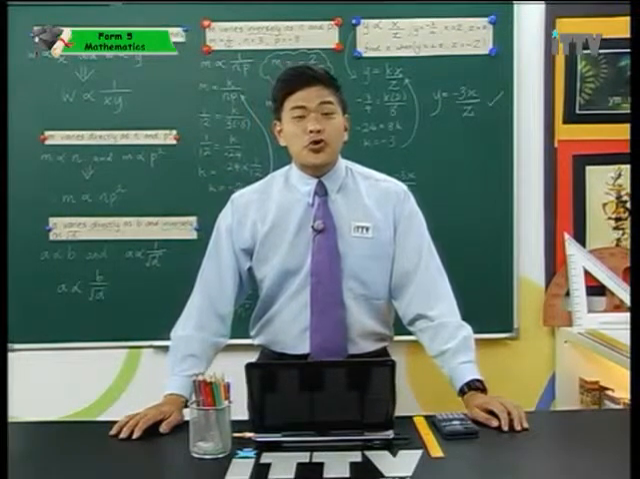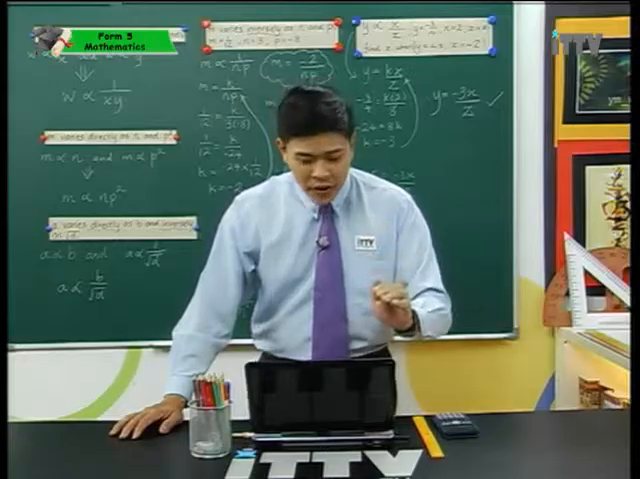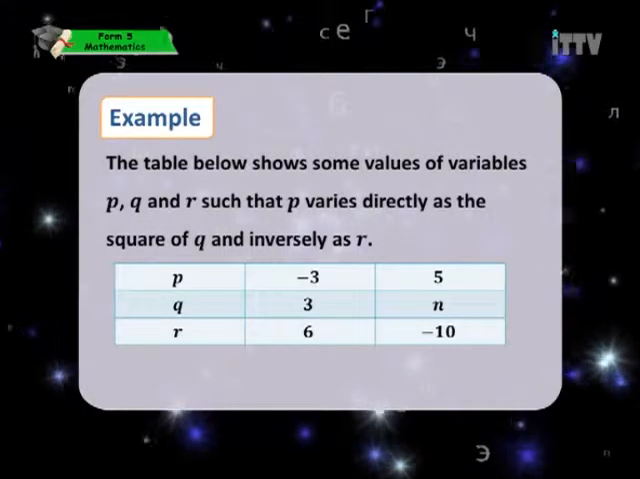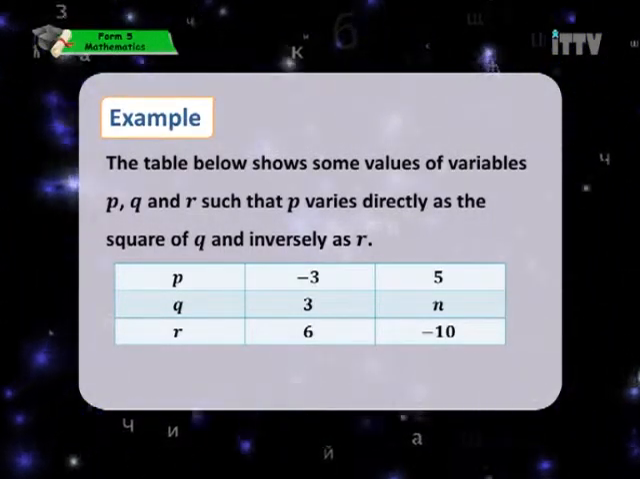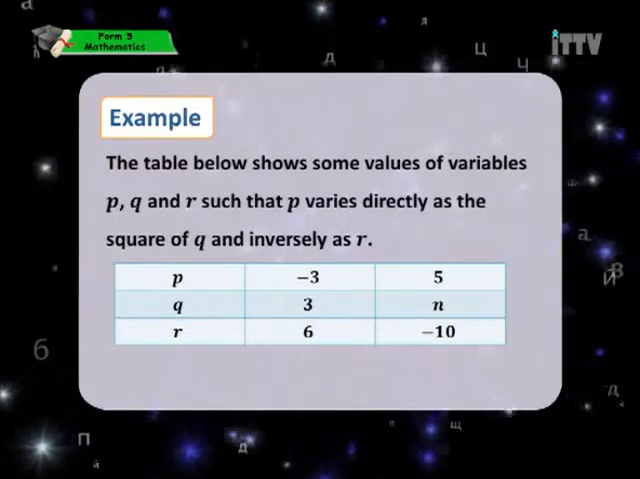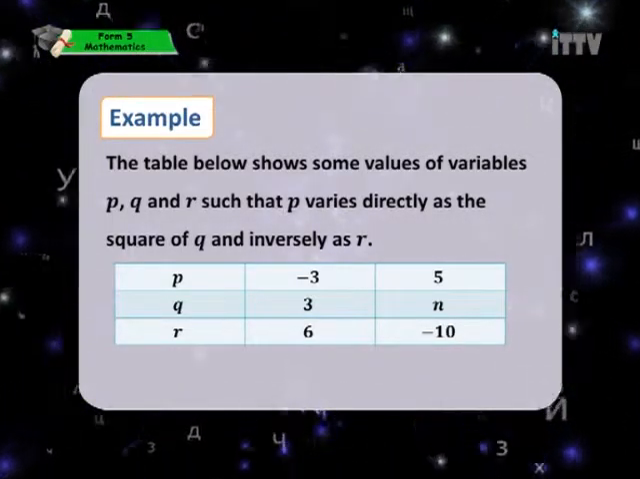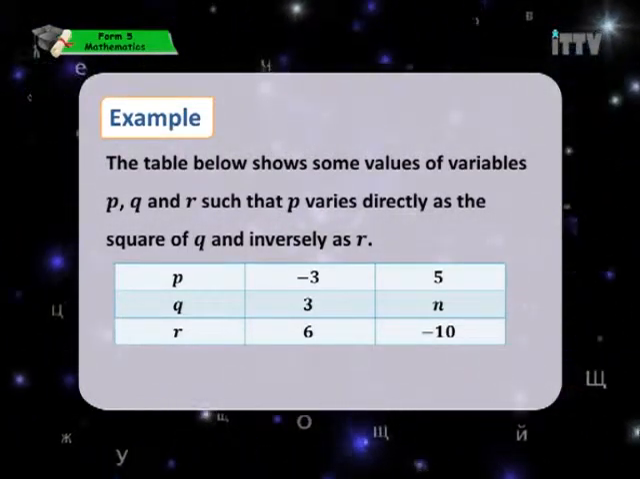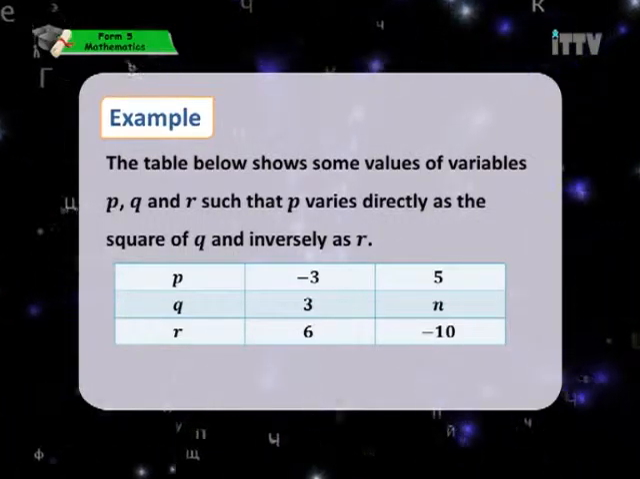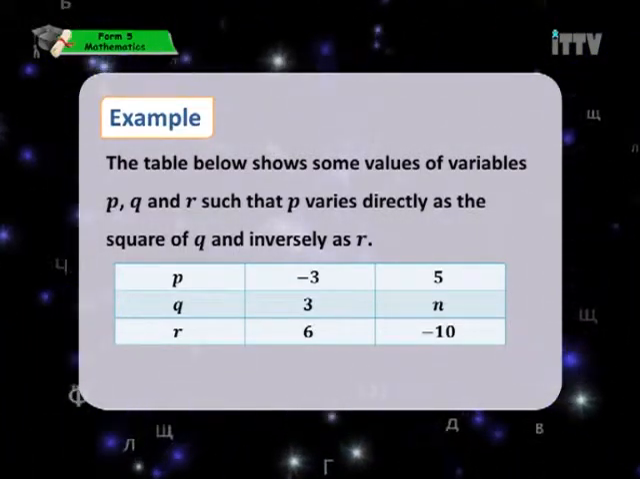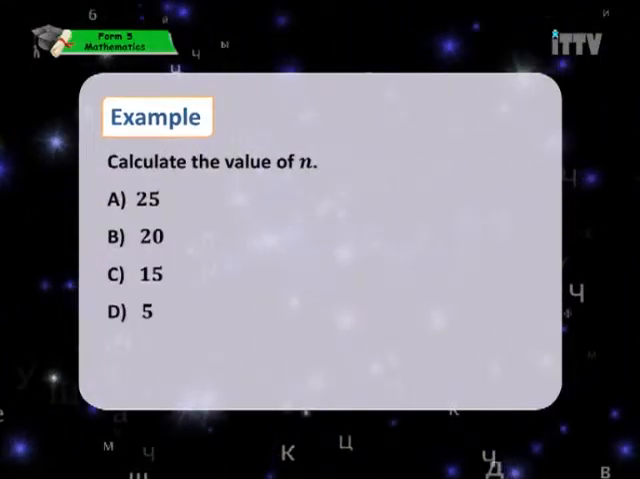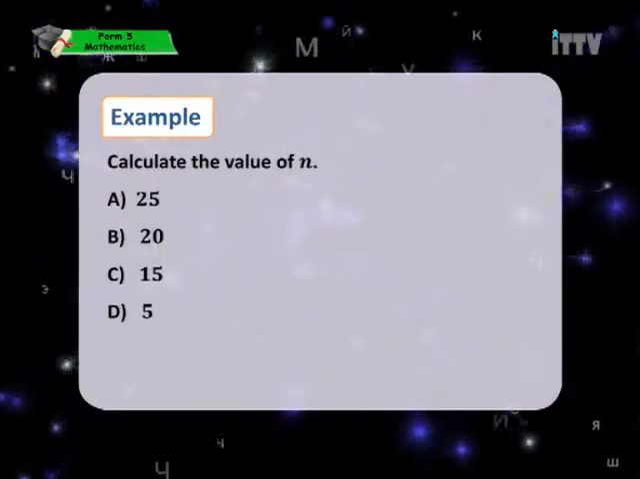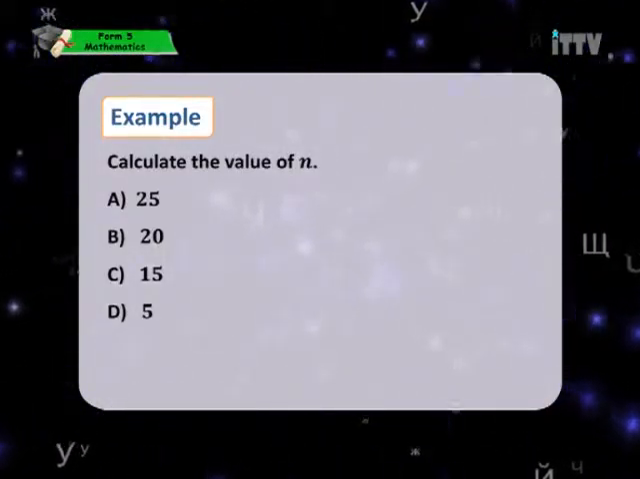Alright, so it's time for you to try out one more question. I want you to try this by yourself. Take a look at this example. The table below shows some values of variables p, q, and r such that p varies directly as the square of q and inversely as r. Take a look at this table: P, Q, R. In the second column, we have 3 values. And in the third column, we have 2 of the values and a value n. Calculate the value of n. Is it A, 25, B, 20, C, 15, or D, 5?